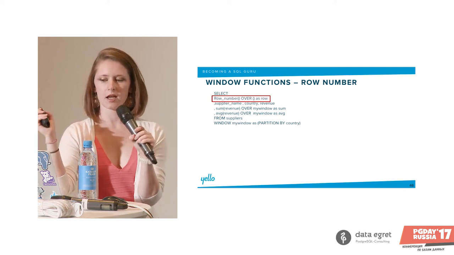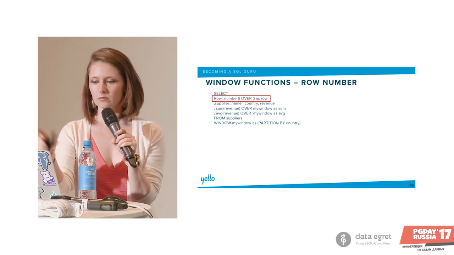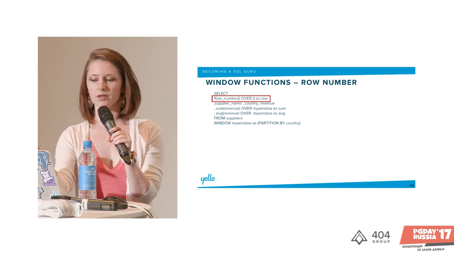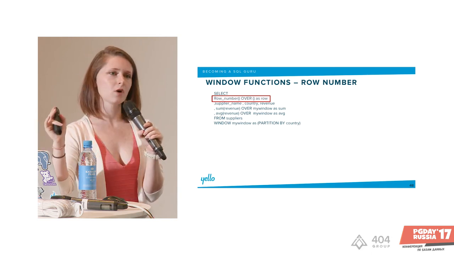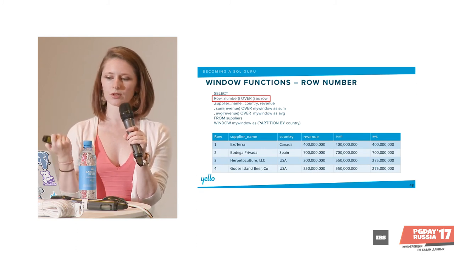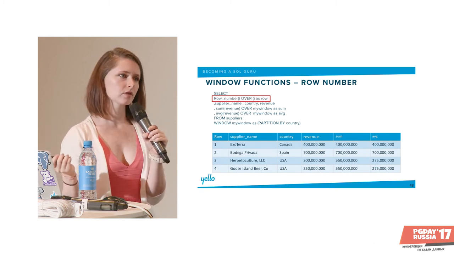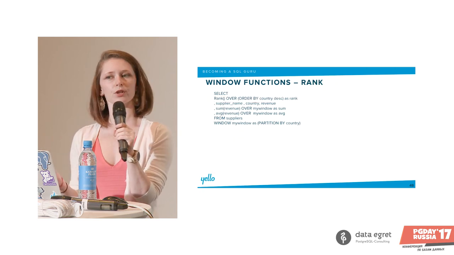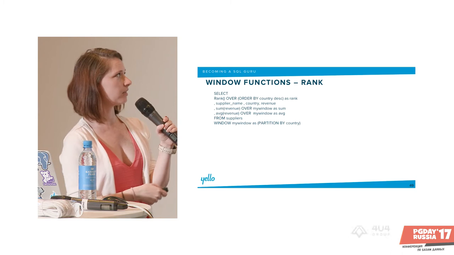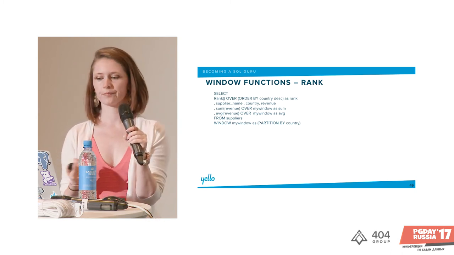So let's say I have my sum of revenue and average revenue for my supplier name, country, and revenue. But I also want to label all of my rows and just give them a numeric count. So I would use row number. I have nothing in my over clause. I don't want a partition. I don't want to order by anything. And I get something like this. So we see that we have row 1, 2, 3, and 4.